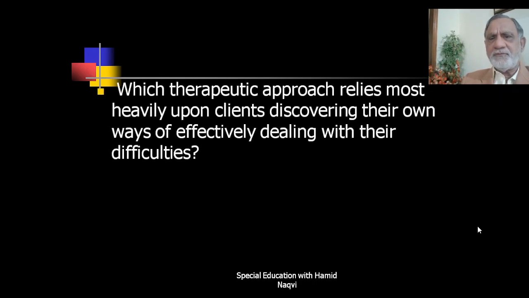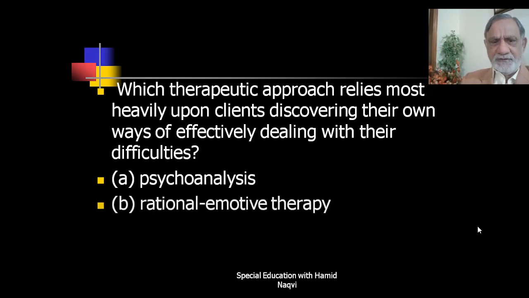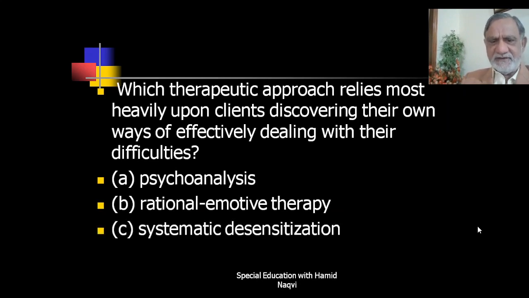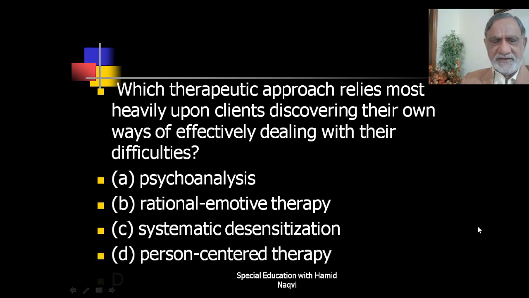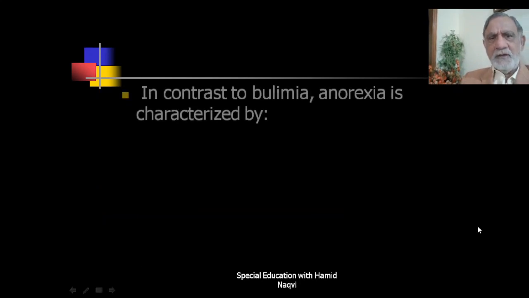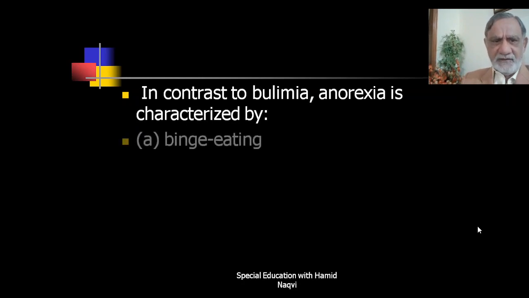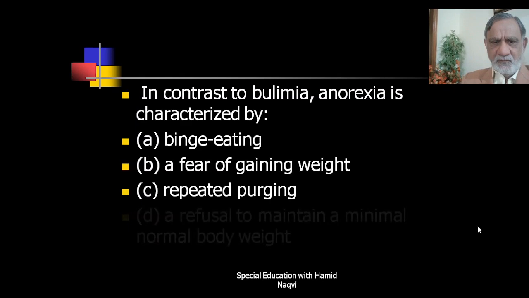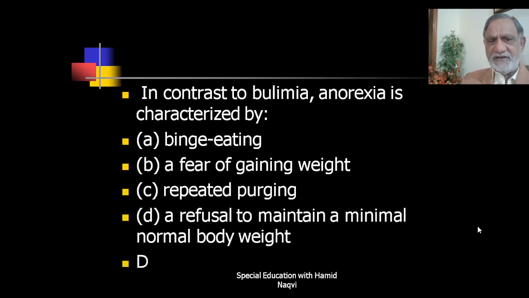Which therapeutic approach relies most heavily upon the clients discovering their own ways of effectively dealing with their difficulties? Psychoanalysis, rational emotive therapy, systematic desensitization, or person-centered therapy? The last one, that is person-centered therapy, is the correct one. In contrast to bulimia, anorexia is characterized by which one? The correct one is D, that is a refusal to maintain a minimal normal body weight.